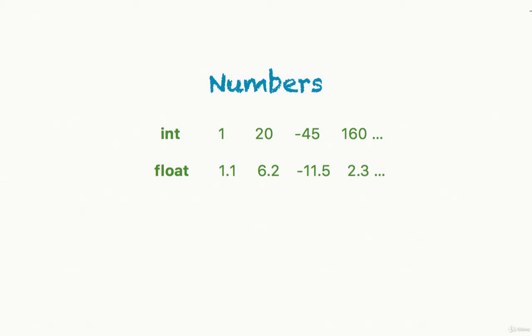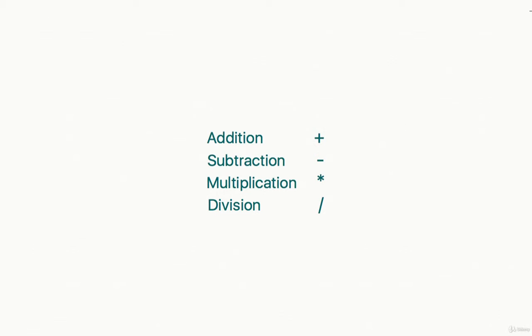Int and float here are called data types of these numbers in Python. So the numbers without decimal points have data type int and numbers with decimal points have data type float. All operations like addition, subtraction, multiplication and division can be performed on numbers. For multiplication we use asterisk sign.